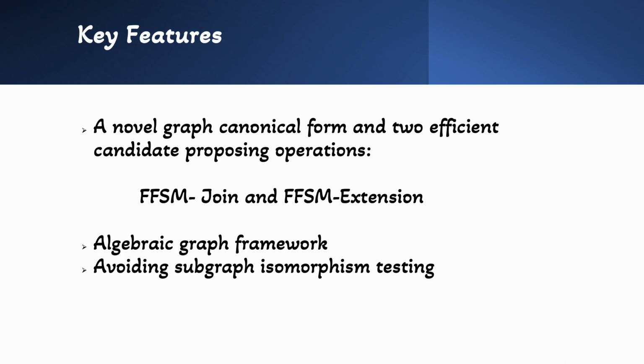The key features of fast frequent subgraph mining are a novel graph canonical form and two efficient candidate proposing operations. Those operations are the FFSM join operation and the FFSM extension operation. An algebraic graph framework, the suboptimal CAM tree, ensures that every frequent subgraph is clearly listed. Maintaining an embedding set for every frequent subgraph allows one to fully avoid subgraph isomorphism testing.